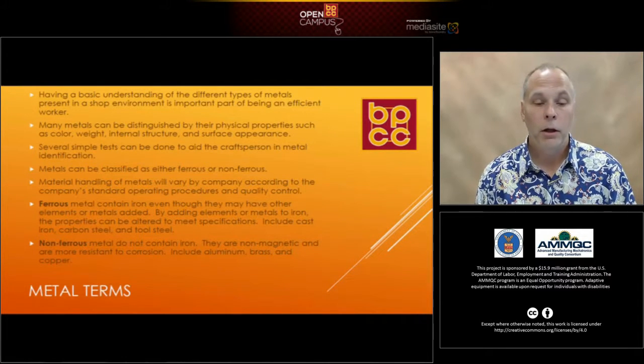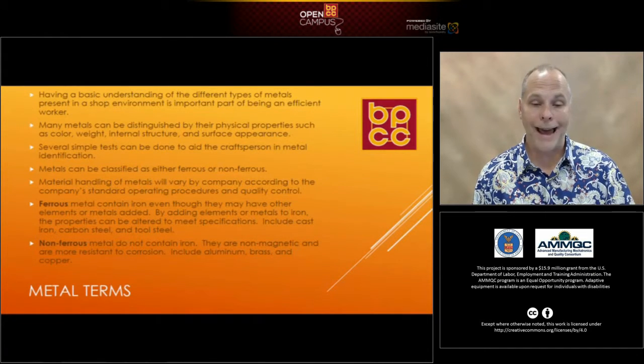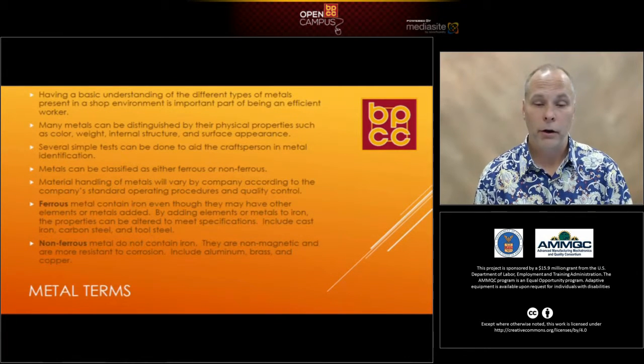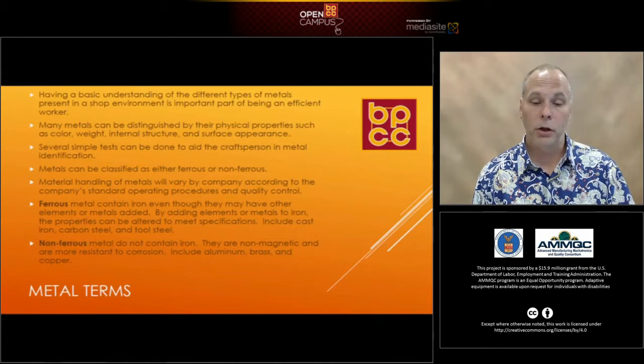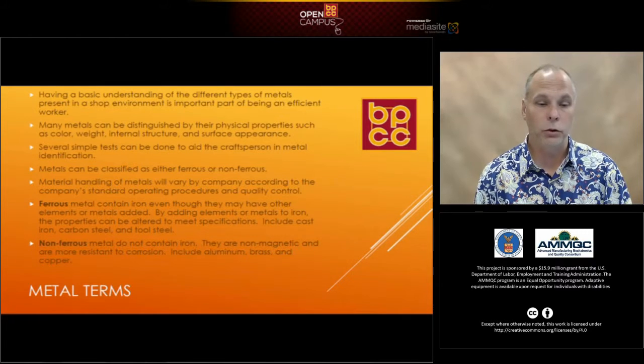A ferrous metal is a metal that contains iron. Even though it may have other elements or other metals added, it has iron in it. So anytime there is iron, it's ferrous, no matter how much iron is there. The properties can be altered to meet specification. Some of those include cast iron, carbon steel, as well as the typical tool steel that everybody uses for tools and generic steel making.